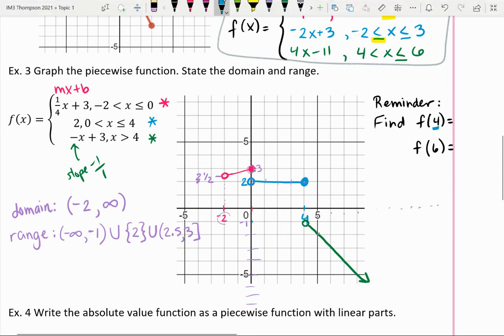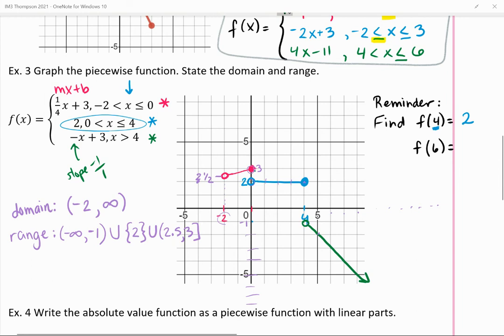So I have 4 here. Which one of these domains does 4 exist on? Does it exist between -2 and 0? No. Does it exist between 0 and 4, including 4? Yes. So I am going to evaluate at this function because that's where 4 fits. Well, the function is f of x equals 2. So f of 4 is just 2. Well, that didn't take much evaluating. Let's go for the next one.